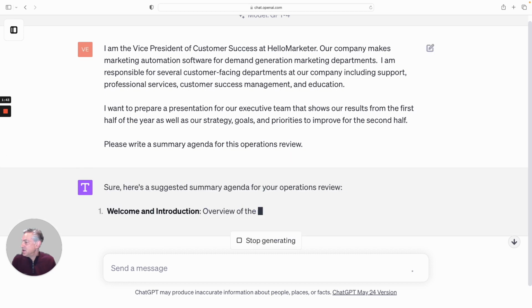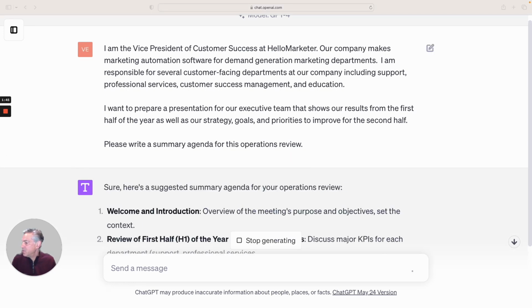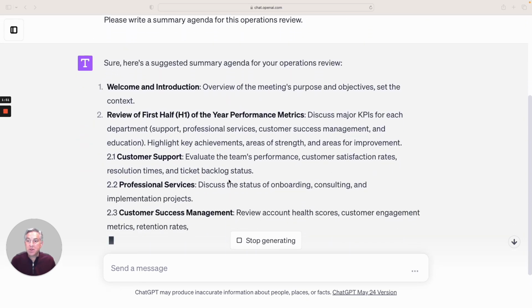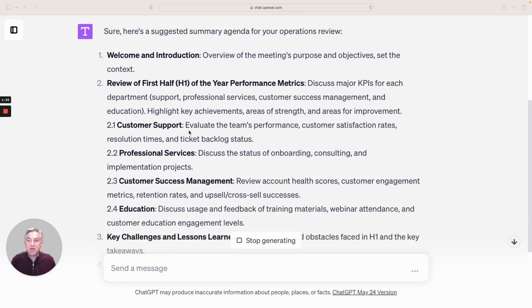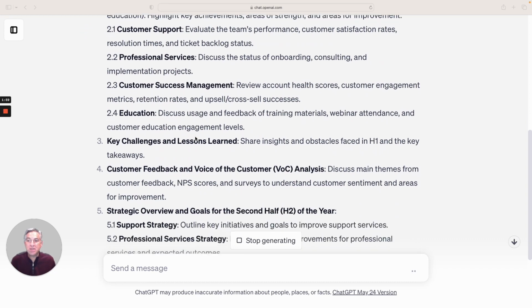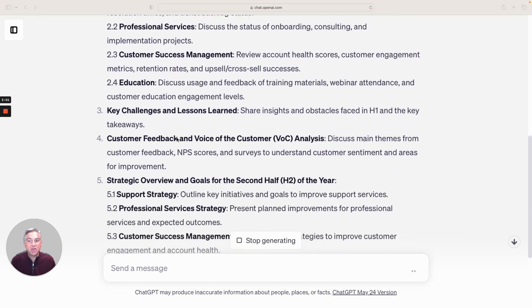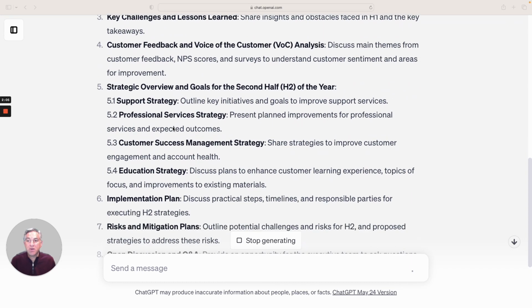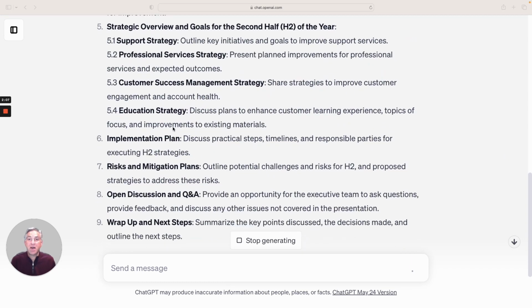So you'll see that it comes up with the topics. So it may give you an idea about what to include around your introduction, reviewing your performance metrics, summarizing results from each of your businesses, talking about challenges and lessons learned, and then giving an overview of goals and priorities for the second half of the year.